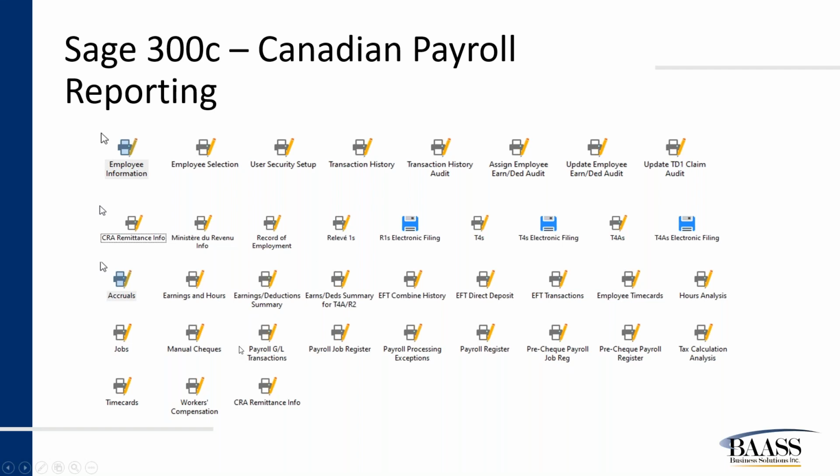And then down here at the bottom, we see common reports that are used consistently, which would be accruals, general earnings and hours. We also have hours analysis for those individuals who want to analyze overtime hours, shift hours. That's where we analyze the hours. You can analyze tax calculations. And of course, all these reports here query all the history that's in your Canadian payroll.